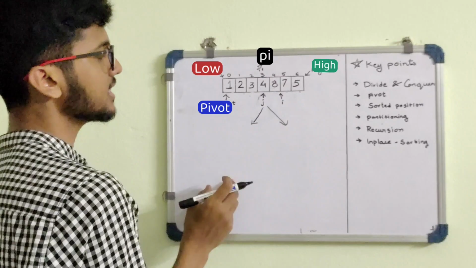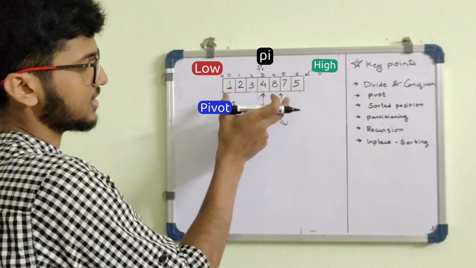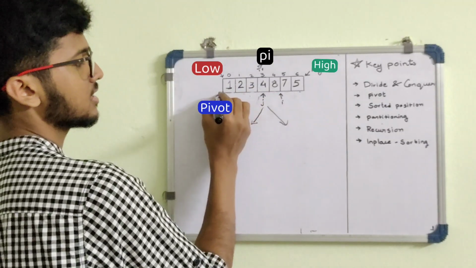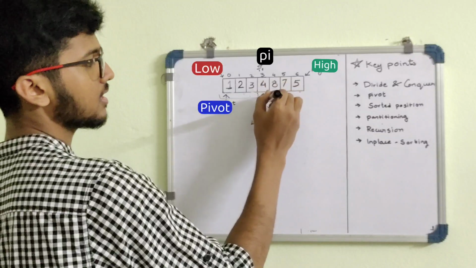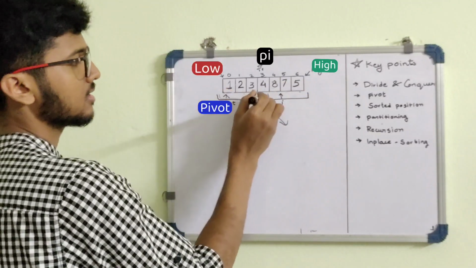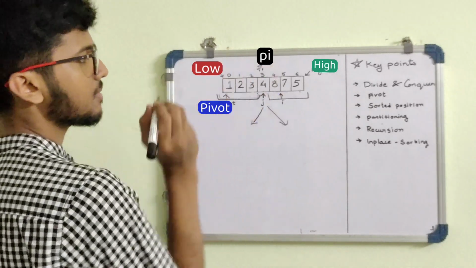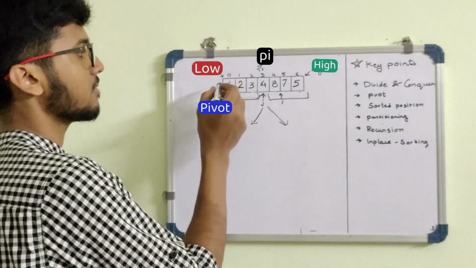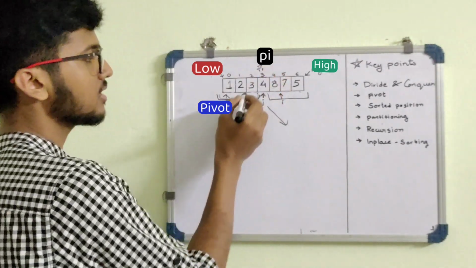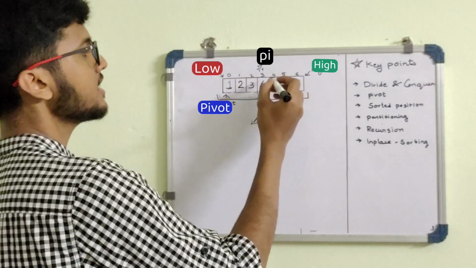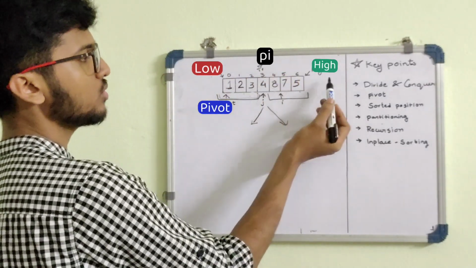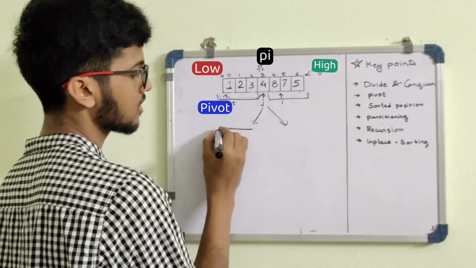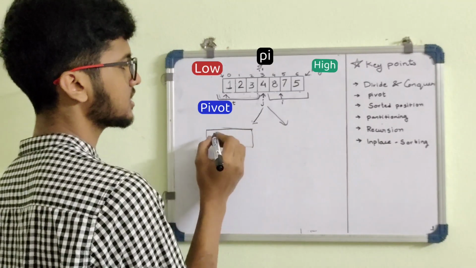When we find the partition index, we have to break this array into 2 different partitions: the left part of the partition index and the right part of the partition index. This part and this part. Let's say this is the partition index pi. You're going to perform the same operation recursively from low to partition index minus 1, that is 0 to 2, and partition index plus 1 to high, that is 4 to 6. So let's divide this and see how it looks after partitioning.